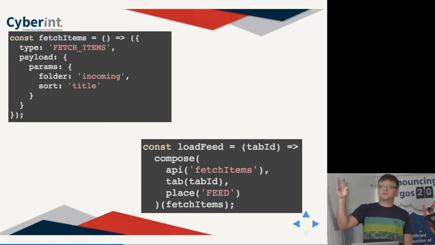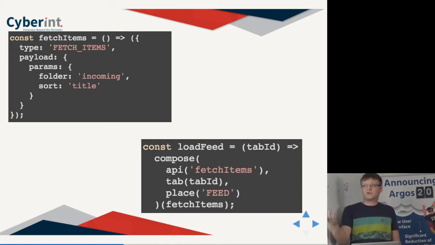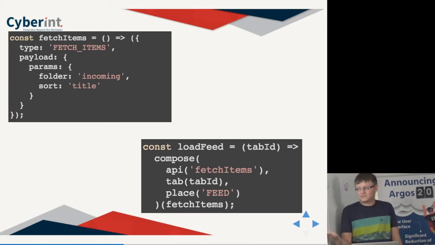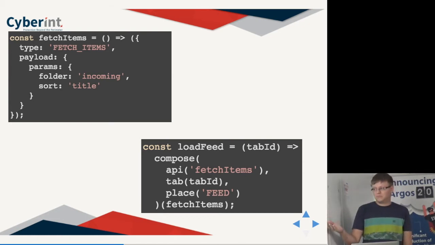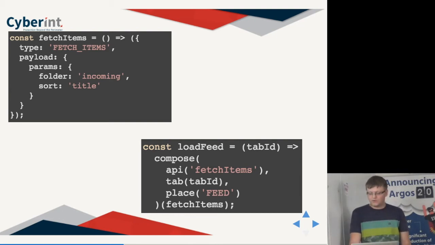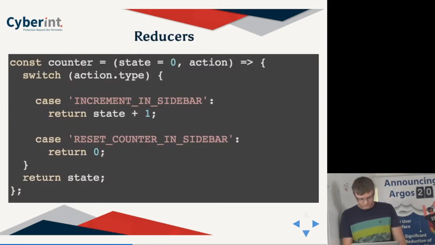On the left side, you see the initial action creator, which expresses the main purpose of the section. And on the right, it's the resulting action creator, which will be used in the application. And as you can see, it's quite readable. You can see that this section uses the API method fetch items. Its action creator is about some tab and about some place that can be configurable as well. So this is how we can reuse code in action creators using composition of higher-order action creators.